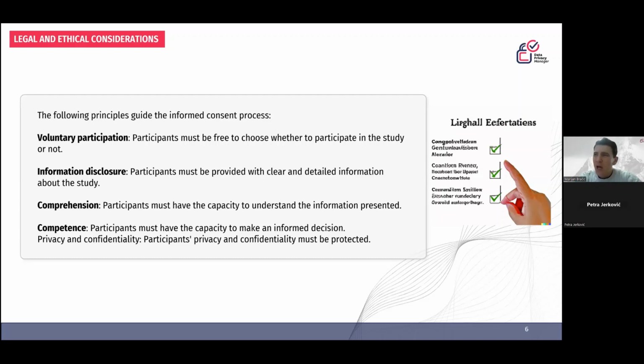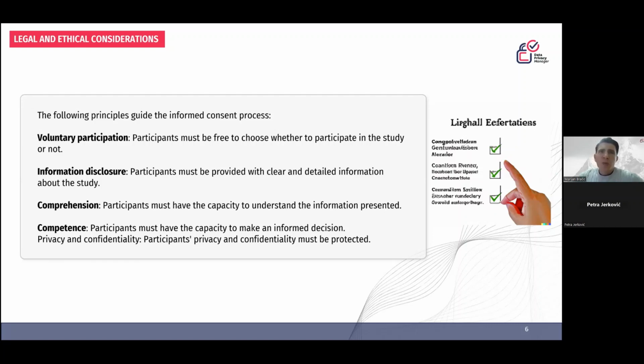Autonomy refers to the ability of individuals to make their own decisions based on their values and preferences. Informed consent is designed to protect autonomy by ensuring that participants have a clear understanding of the risks and benefits of a study and can make an informed decision about whether or not to participate in the study. However, there are situations where autonomy can be compromised, such as when participants are unable to understand the information provided.